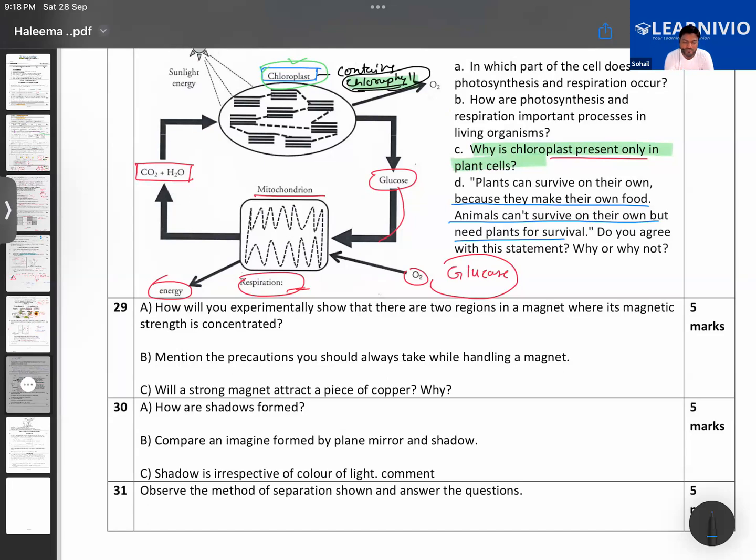Heterotrophs. Yeah, heterotrophs. The main reason is the plants are autotrophs and animals are heterotrophs, and they depend on plants for food. That's the thing. But why are the plants autotrophs? How are they autotrophic in nature? Because they have green pigment, that is chlorophyll in them, right?